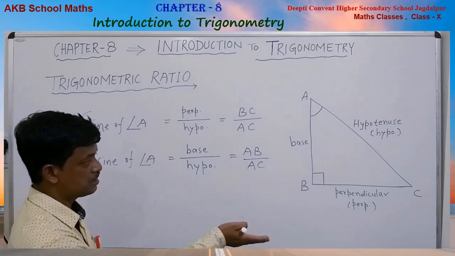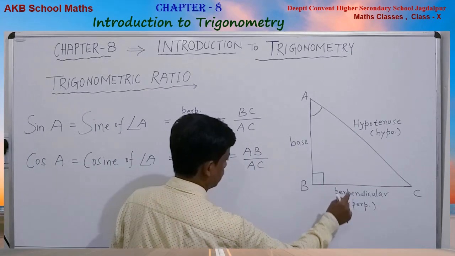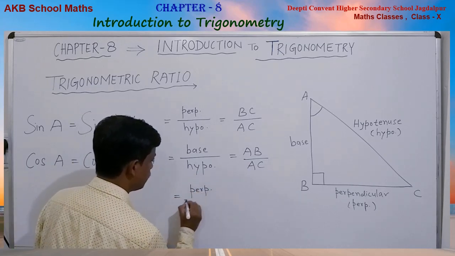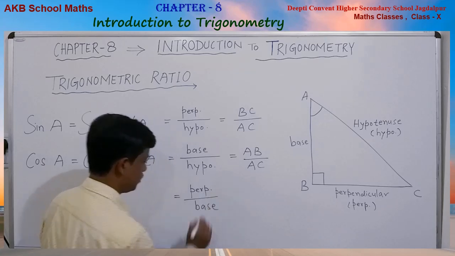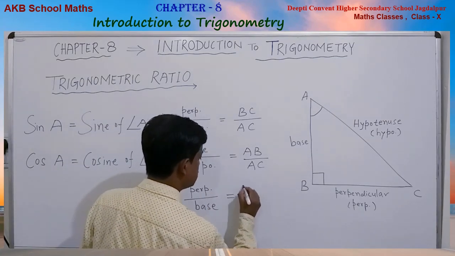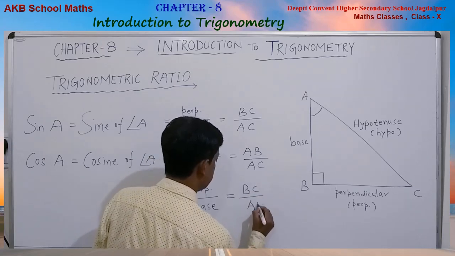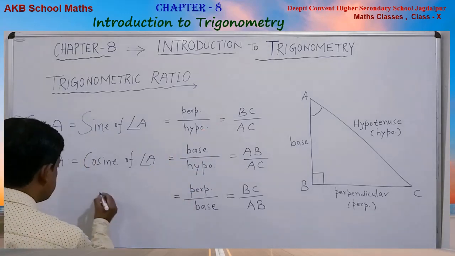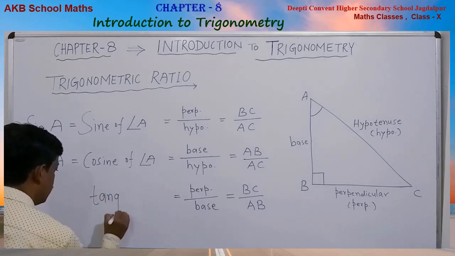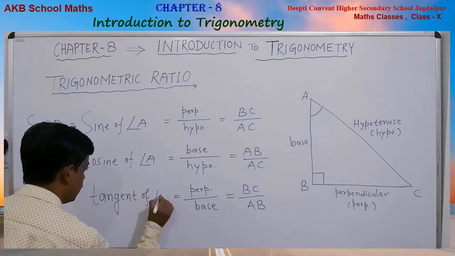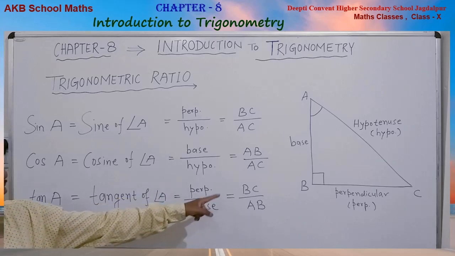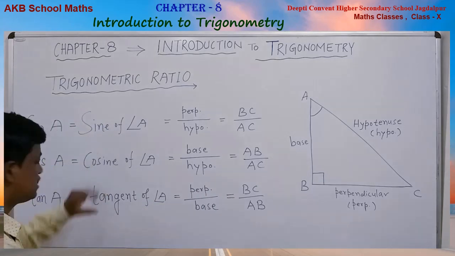Now the other combination is perpendicular by base, that is BC upon AB, concerning angle A. This is known as tangent of angle A, shortly denoted tan A. Tan A equals tangent of A equals perpendicular by base equals BC by AB. These are also ratios. These are the basic ratios.